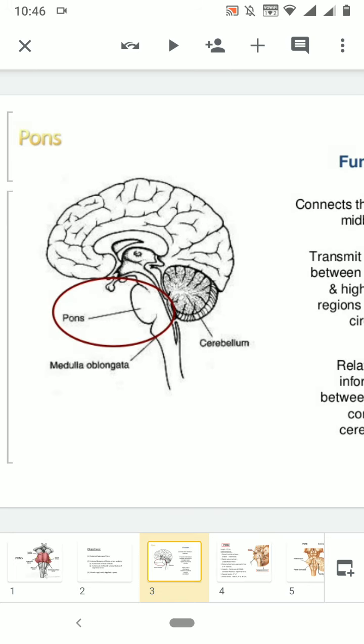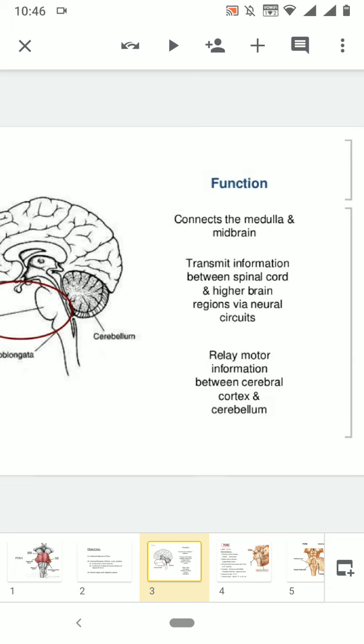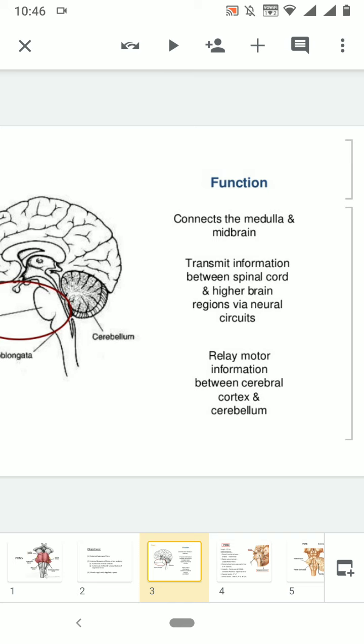Now coming to the functions of the pons. So functions are, it connects the medulla and the midbrain, so it is also called the bridge. That's why it transmits information between the spinal cord and higher brain regions via the neural circuits, and it also relays the information between the cerebral cortex and the cerebellum.